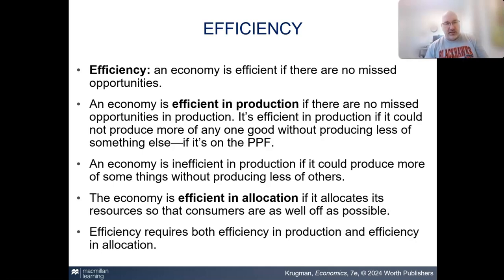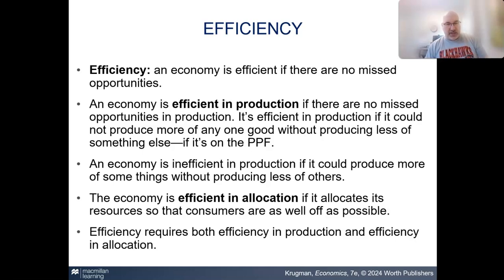Efficiency: the economy is efficient if there are no missed opportunities. The economy is efficient in production if there are no missed opportunities in production. It's efficient in production if it cannot produce more without producing less of something else. That means it's on the PPF. If you're not on the PPF, like at point C on that previous one, you can produce more of both without giving up any of both. You could go from C to A or B and produce more of both without giving up any of both.